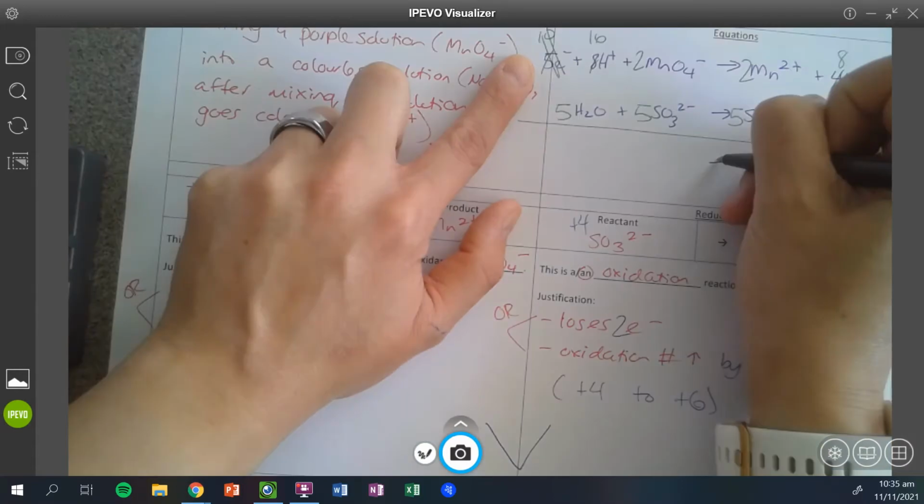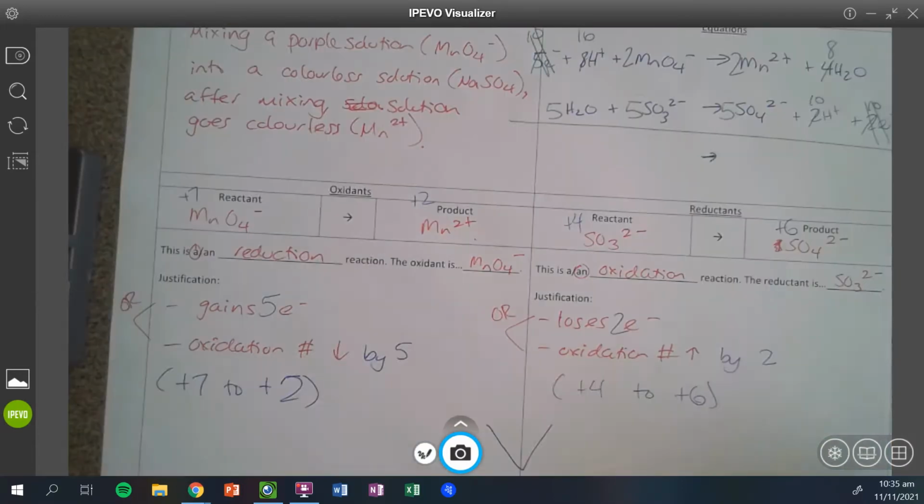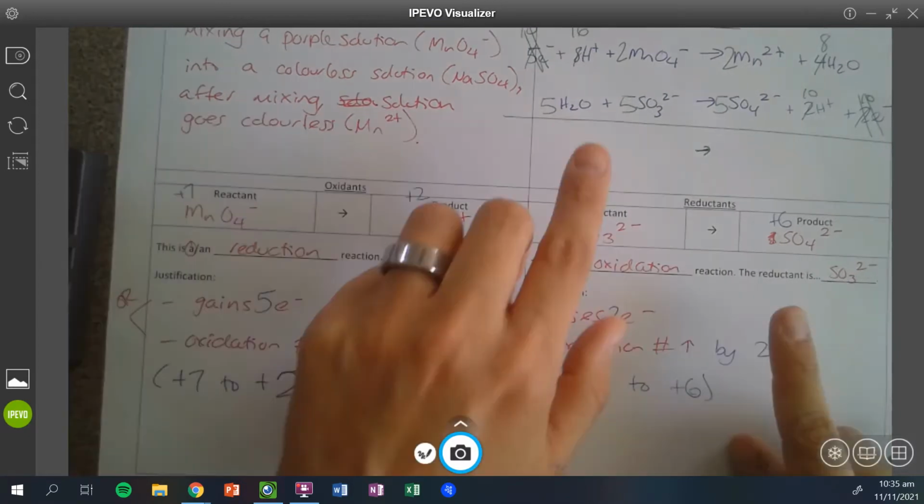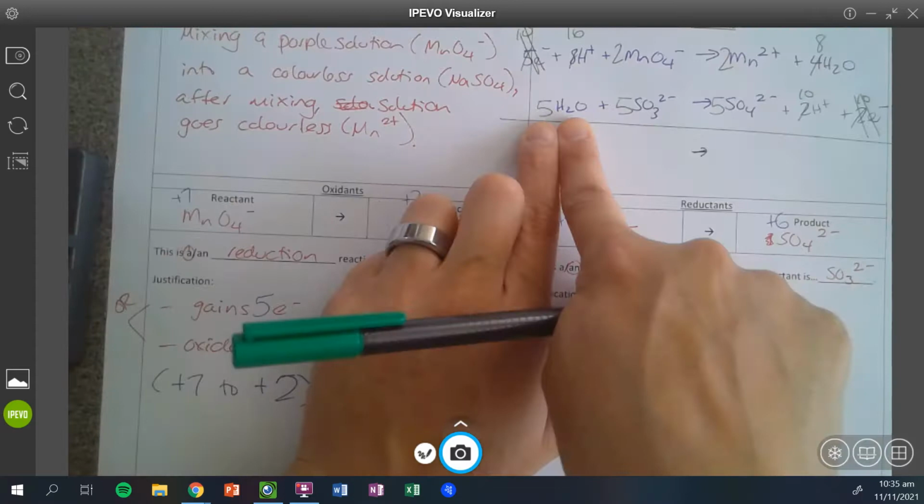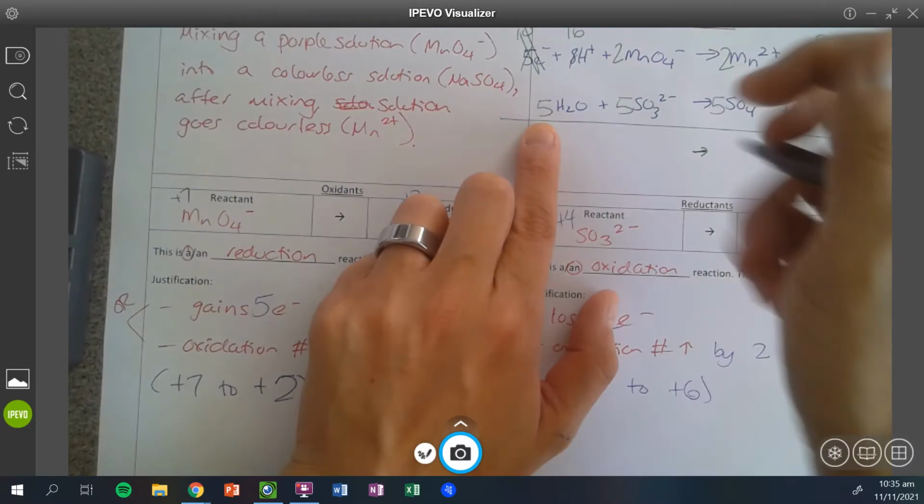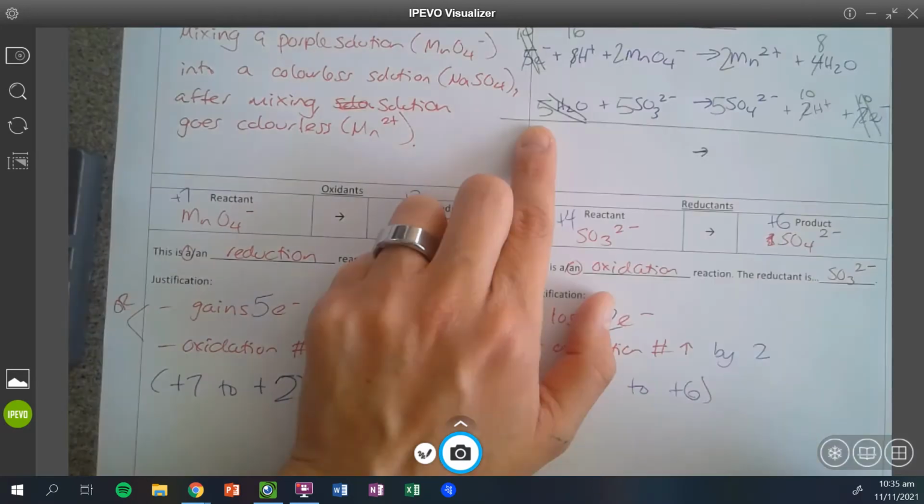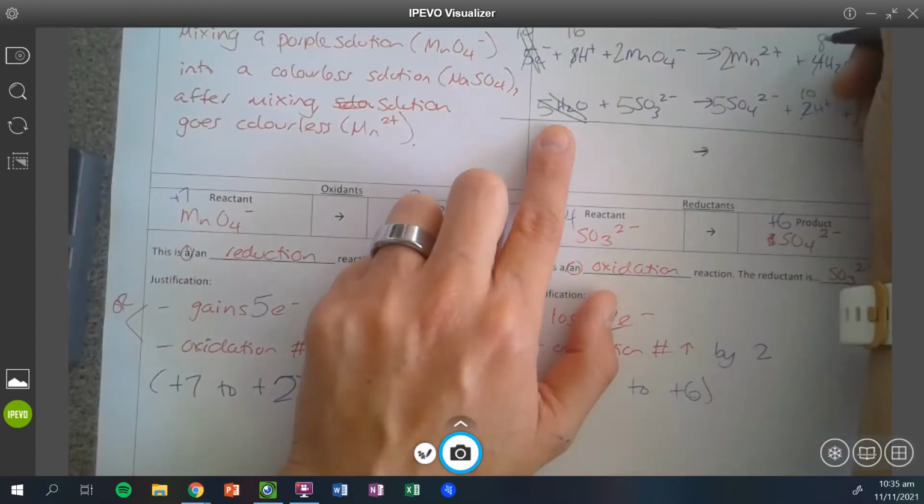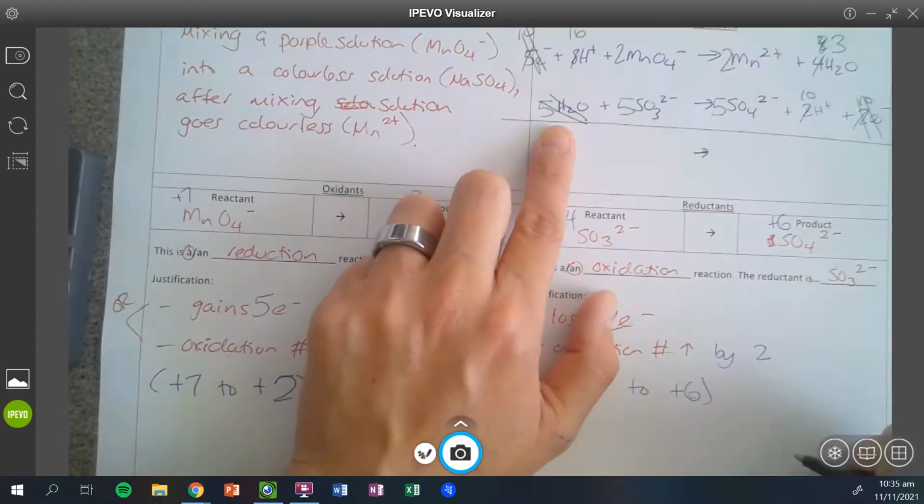I'll put my final little arrow in there too. All right, next thing I need to do is check to see if I can cancel waters and hydrogens. So if I look, I have 5 waters on this side and I have 8 waters on this side. All 5 of those waters will be removed. And if I do 8 minus 5, I have 3.